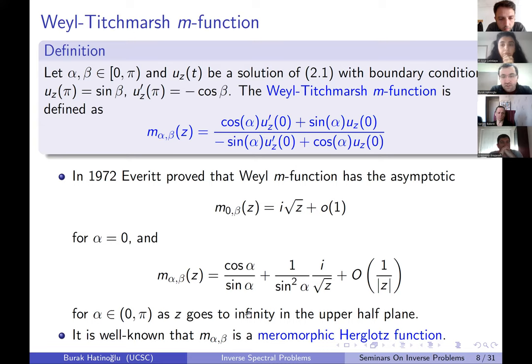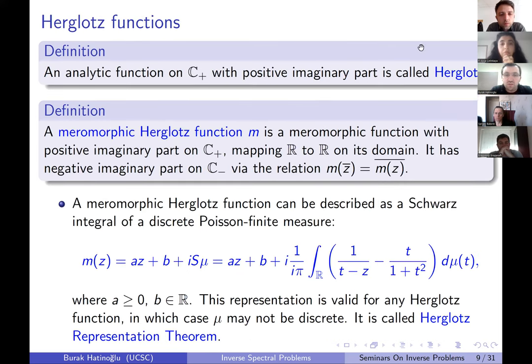But what is more important is the fact that the M function is a meromorphic Herglotz function. So let me recall what a meromorphic Herglotz function is. First of all, an analytic function on the upper half plane with positive imaginary part is called Herglotz. So what we have is just an analytic function on the upper half plane mapping the upper half plane to the upper half plane. This is a Herglotz function. And if we can extend this function to the whole plane meromorphically, it is called a meromorphic Herglotz function. And here what happens is a meromorphic Herglotz function maps the upper half plane to the upper half plane, the real line to the real line on its domain, and has a unique meromorphic extension to the whole complex plane.